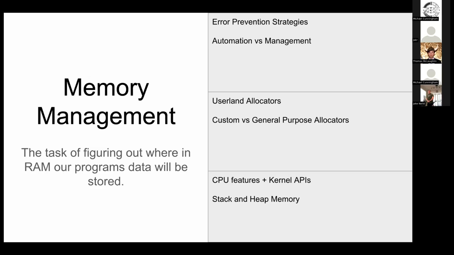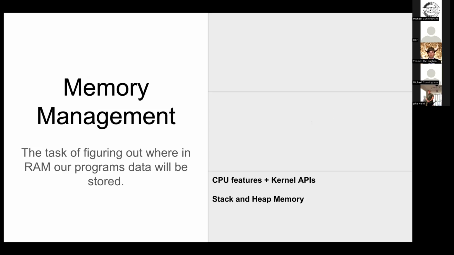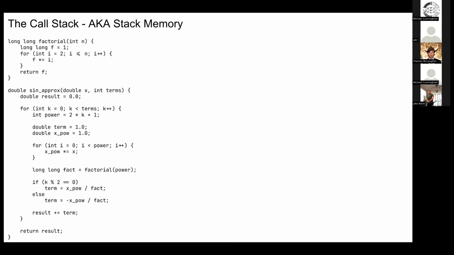So let's start at the very beginning. A very good place to start. CPU features and kernel APIs are stack and heap memory. We'll start with the stack, and stack is something you're probably very familiar with, even if you don't know the name. Here we have a basic function in C, two functions.